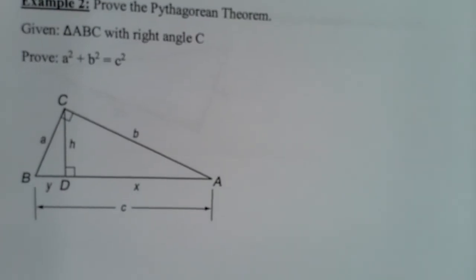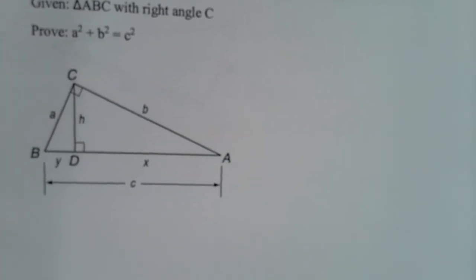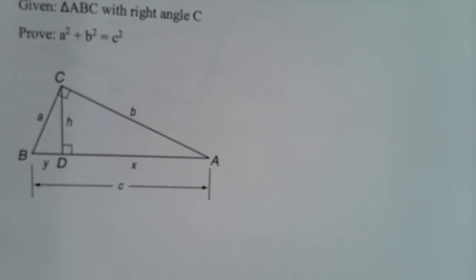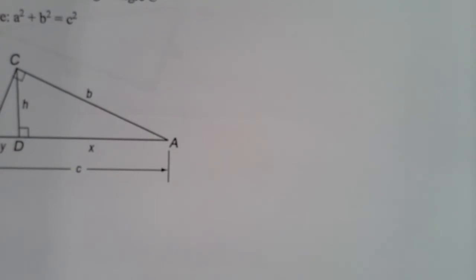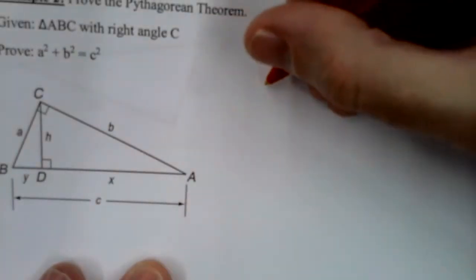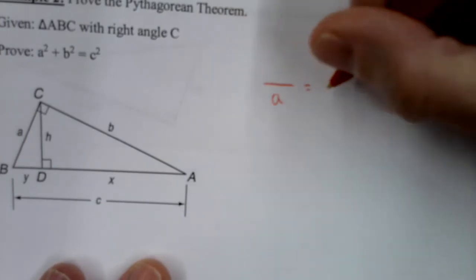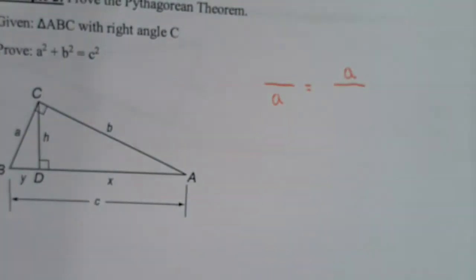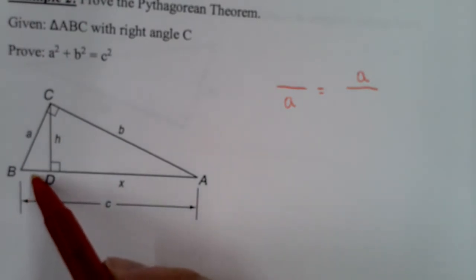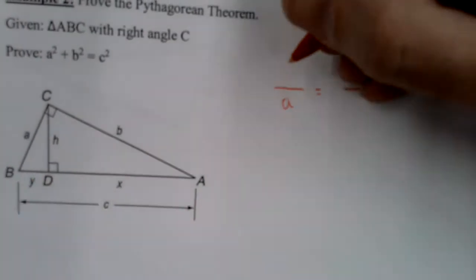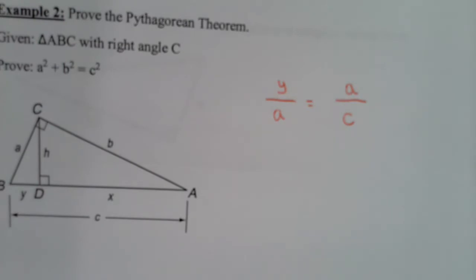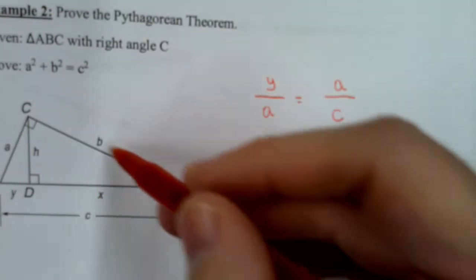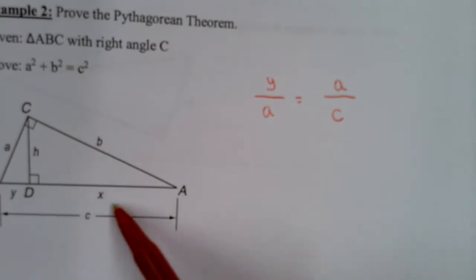Okay, so here's how we're going to do it. Remember the geometric mean lesson yesterday? I'm going to start by doing something with the geometric mean. A is a leg. So the leg A is the geometric mean between the part of the hypotenuse right next to it, in this case y, and the entire hypotenuse C. And B is another leg, and that is the geometric mean between the hypotenuse part right next to it.